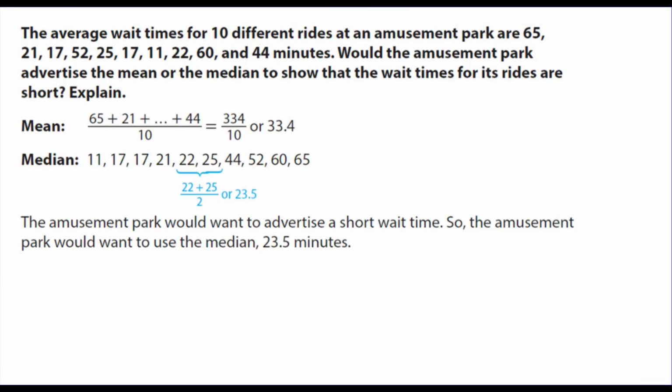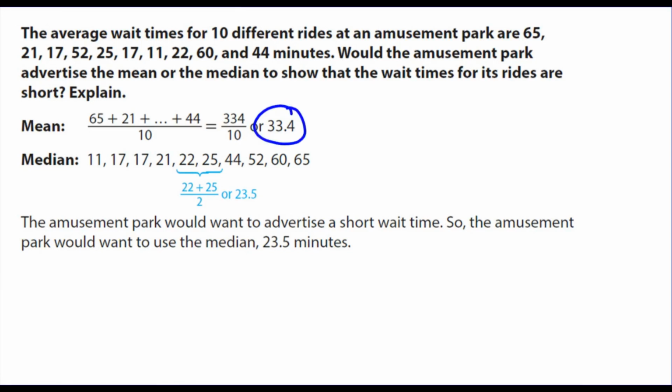Here we have a situation of when we should decide which measure of center to use to communicate a certain message. So the average wait times for 10 different rides at an amusement park are 65, 21, 17, 52, 25, 17, 11, 22, 60, and 44 minutes. Would the amusement park advertise the mean or the median to show that the wait times for its rides are short, and then explain?